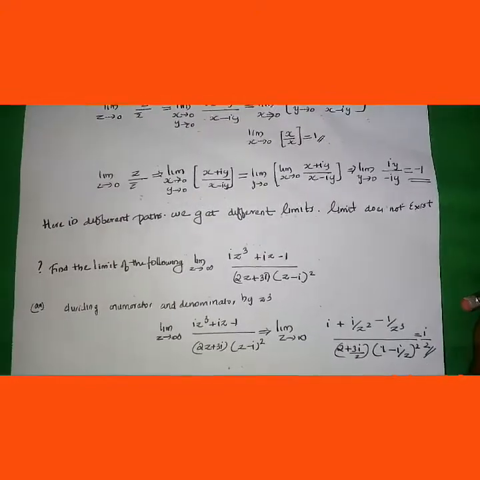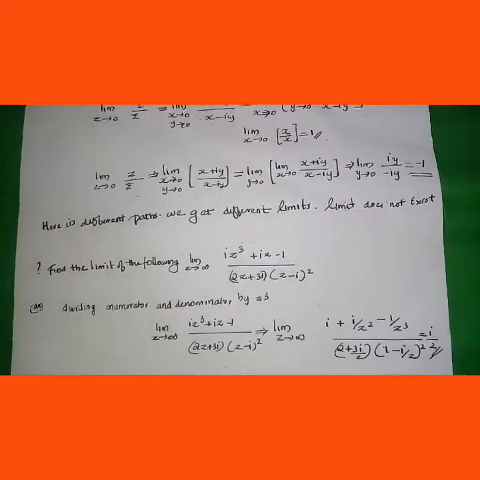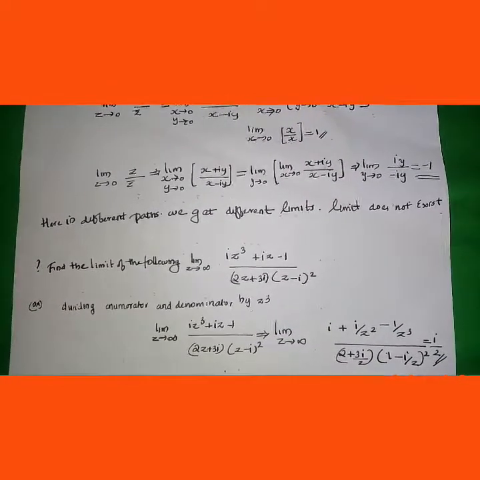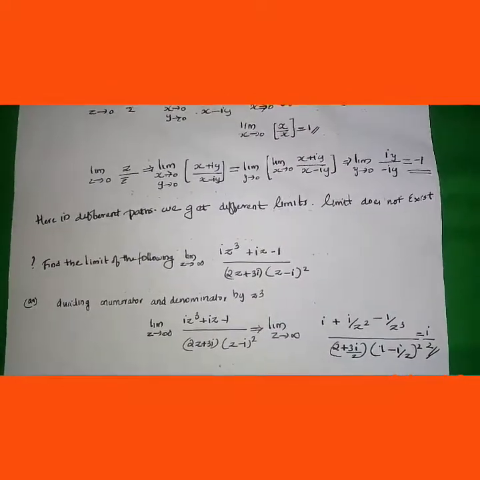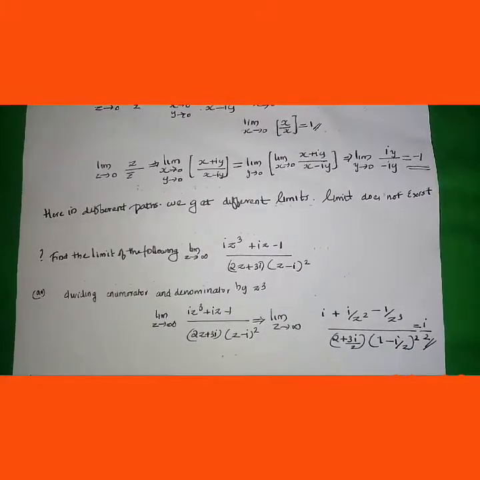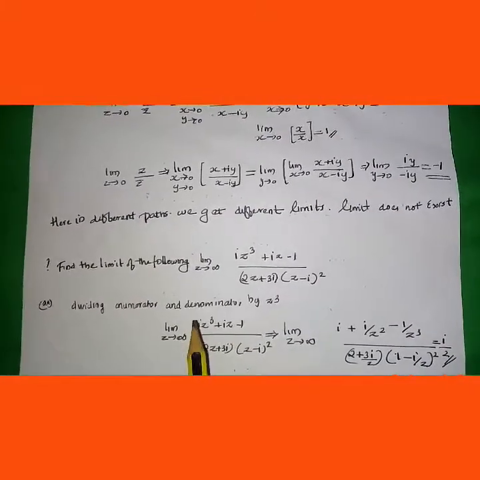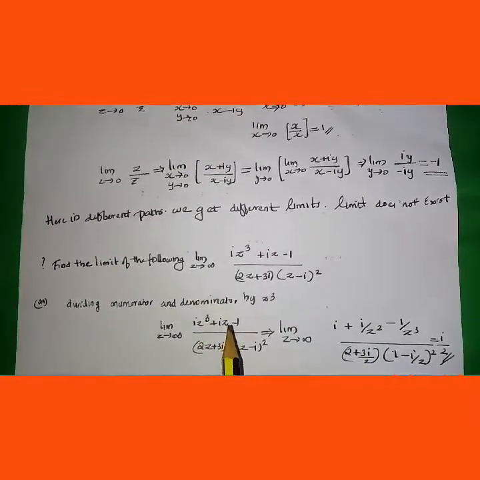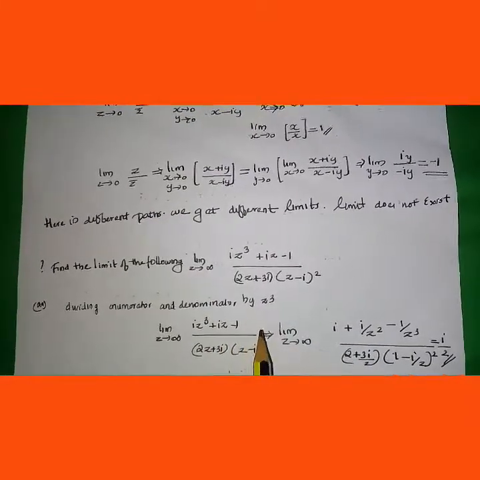Okay, a next problem in which we find the limit of the following: limit z tends to infinity, i z cube plus i z minus 1 divided by 2 z plus 3i into z minus i whole square. Here we can divide numerator and denominator by z cube. So we get the term as i plus i by z square minus 1 by z cube.